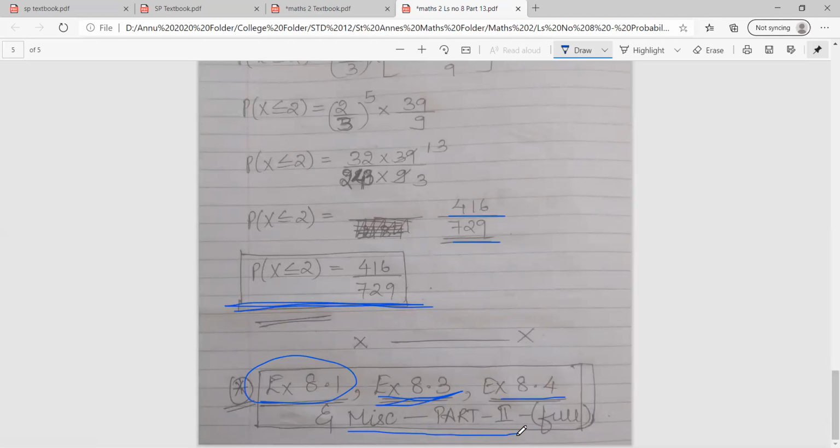In our next lecture, we'll be starting with the next miscellaneous part 1. And after that, I'll be starting with exercise 8.2.